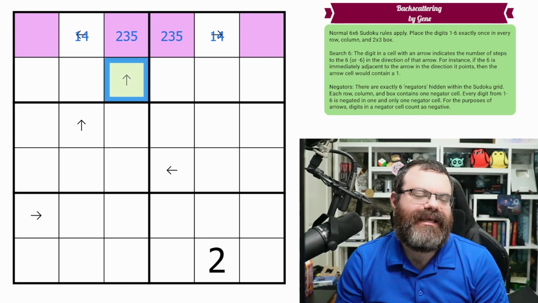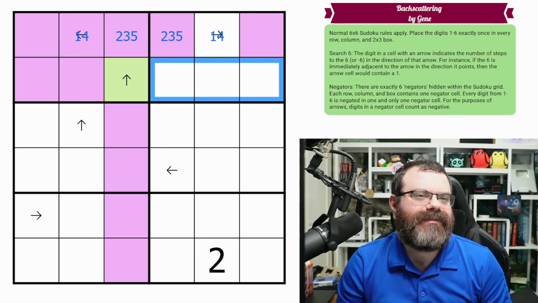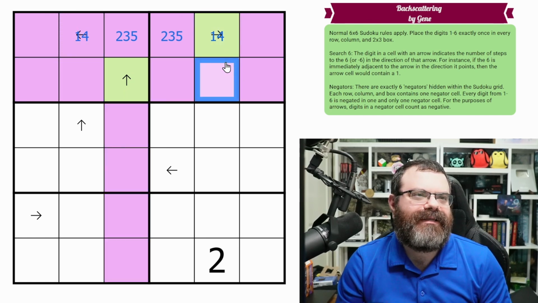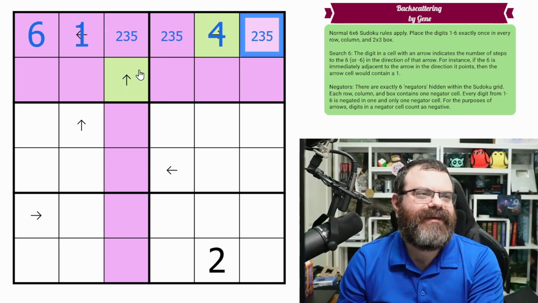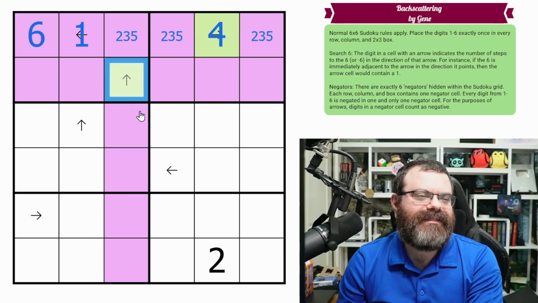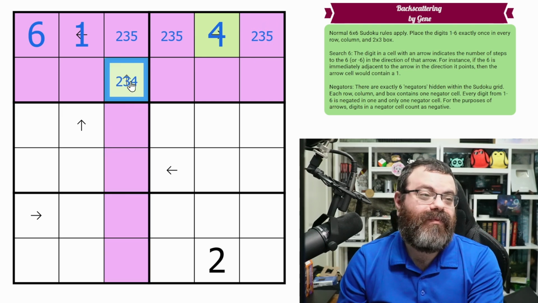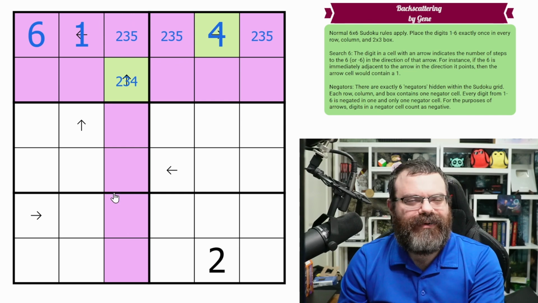So it has to be negated, meaning the rest of its row, column, and box are not, meaning this is negated. So we know this is the 4, this is the 1, this is the 6, and this is the other 2, 3, 5. We also know this is pointing down at a 6 down here, so it has to be 1, 2, 3, or 4. It cannot be a 1, though, so this is not a 6. All right, that's good progress.